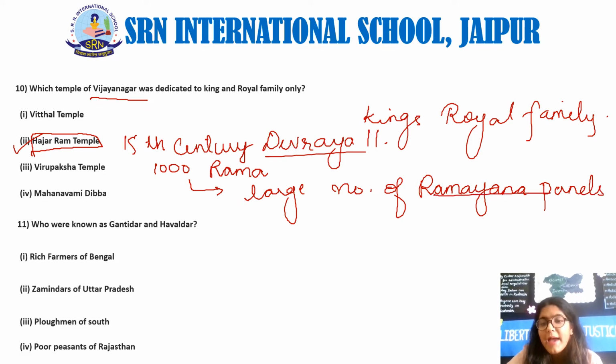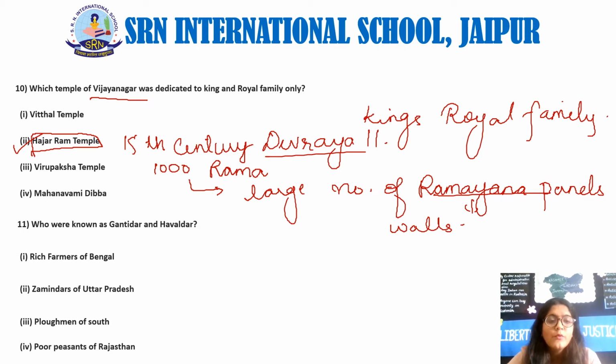And these Ramayana panels are there over the walls of the temple. This temple is a masterpiece, and it is believed that it was the private temple of the royal kings and the royal family. I hope this question is clear to all. Now let us move towards the next question.